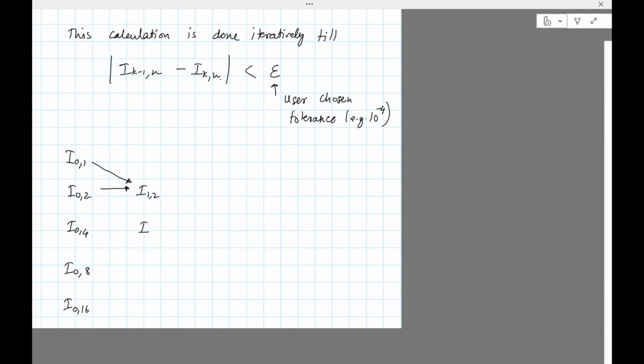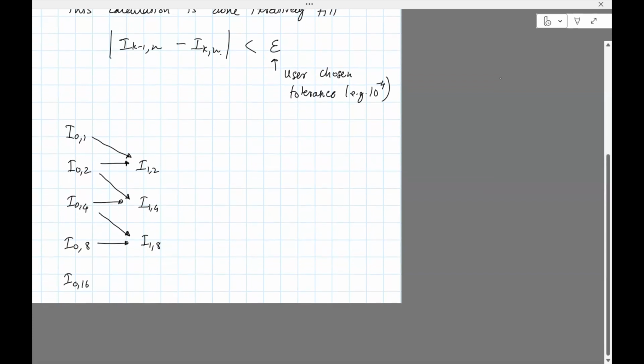Then do this for I1,4. You'll use this value, this value. Then you do it for I1,8. Then I1,16.